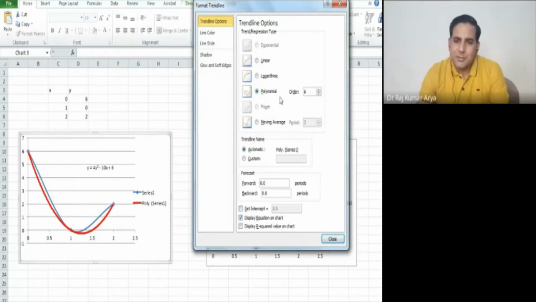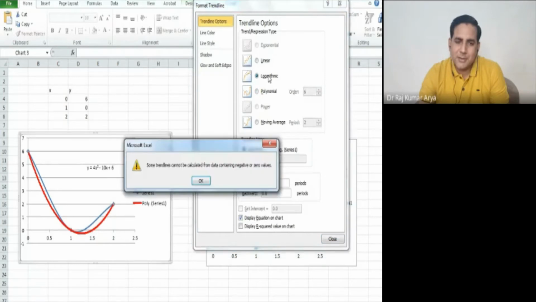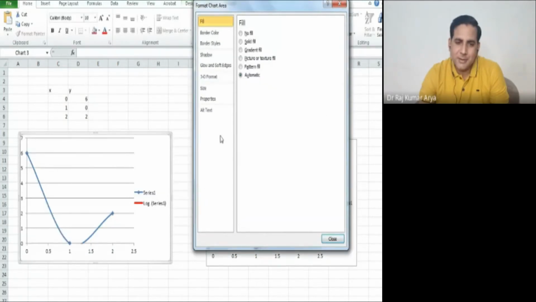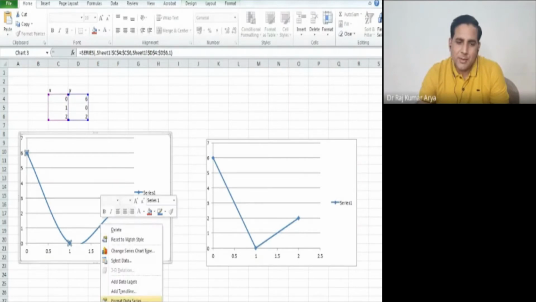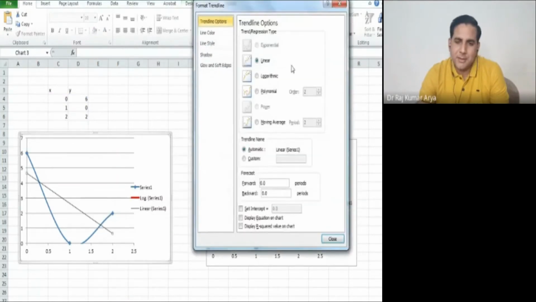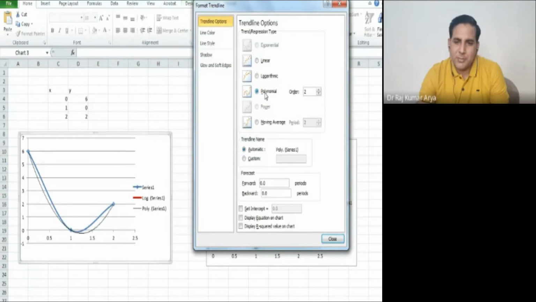Yes, sir. If you just change from, let's say, previously you were here. Now you want to have a trend line for that. Let's say you want to have a polynomial. This is for second order polynomial. Let's say you change to fifth order. So nothing is getting changed here.